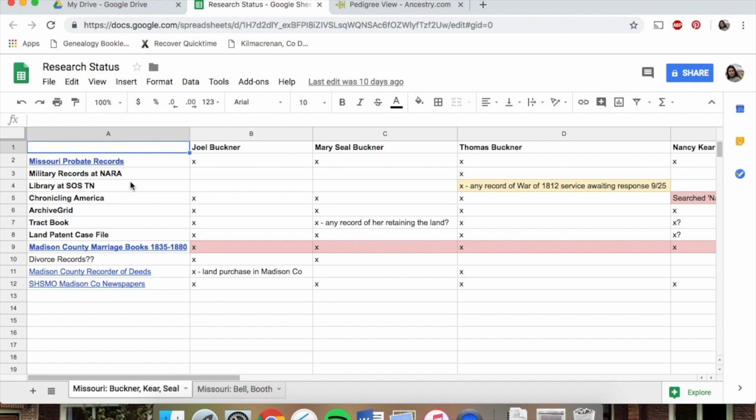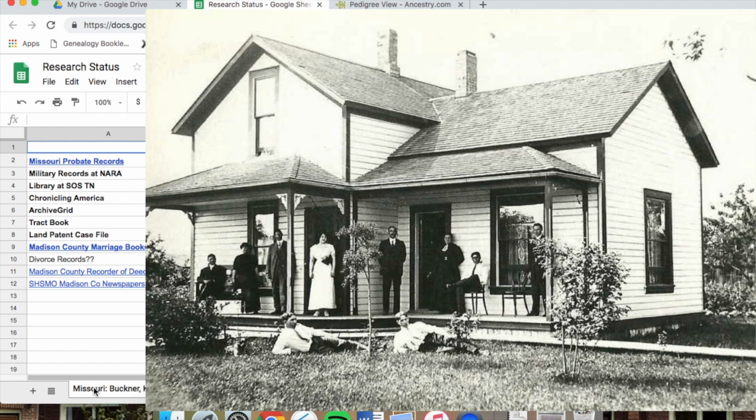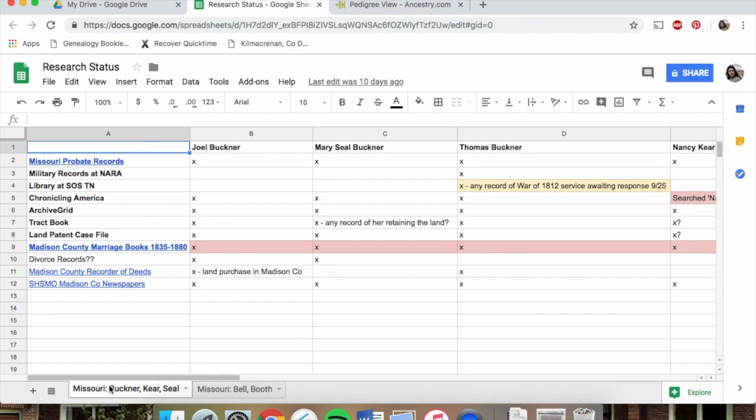So what I have done first is I have made different tabs down here, and the tabs are based on the place and the surnames. So obviously I have, for example, Buckners that were in Missouri, and then I have the Buckners that moved from Missouri to Washington State. The ones that moved I would put in a whole different tab. This one keeps track of the Buckner family that I'm looking for in Missouri, but if I did want to research the Buckners in Washington, I would create a whole other tab that said Washington Buckner.